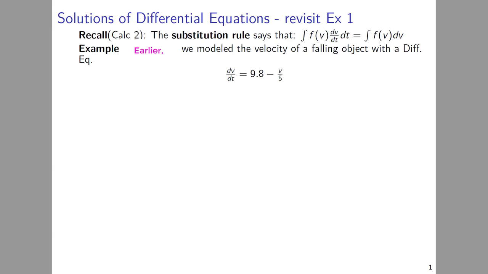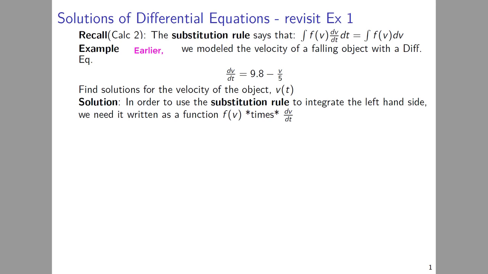Now let's return to the example where we modeled the velocity of a falling object with the differential equation dv/dt equals 9.8 minus v over 5. Recall that we looked at the direction field of this and found the equilibrium solution, but we didn't find any other solutions. But now we can find the solutions for the velocity of that object. Like with the last example, we'll use this substitution rule.